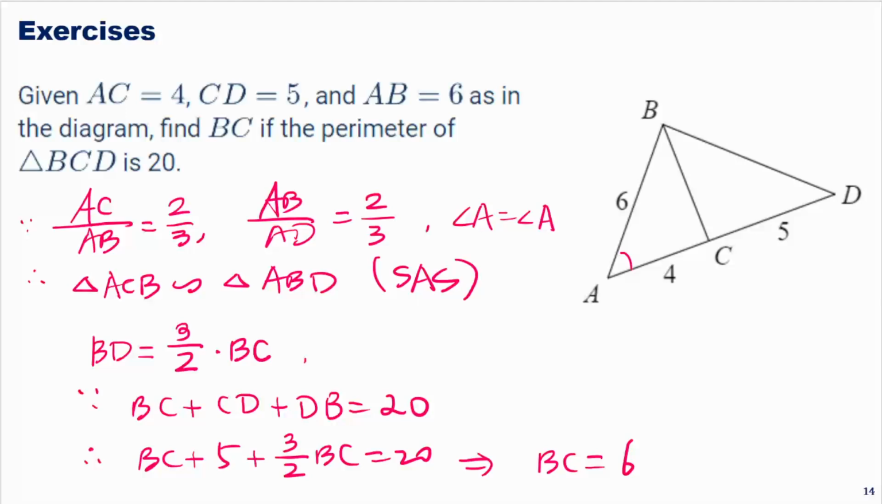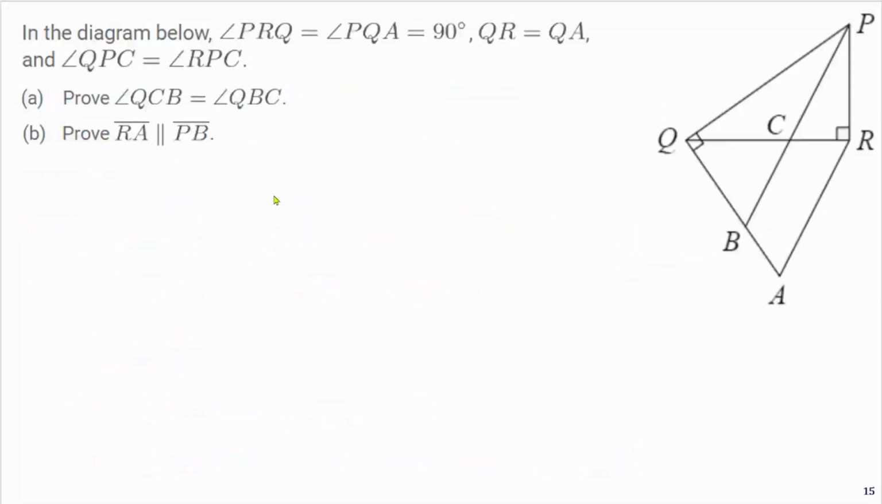So AB is 6. Oh yeah, okay. I think. All right. Then there is another question. You can use this as a homework as well.